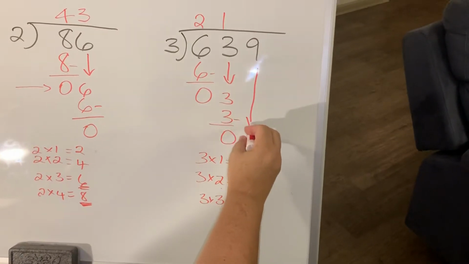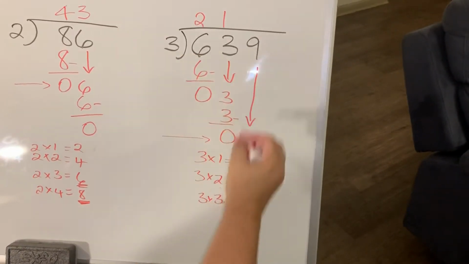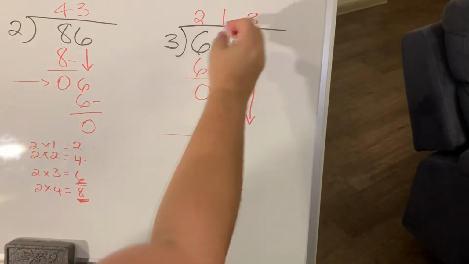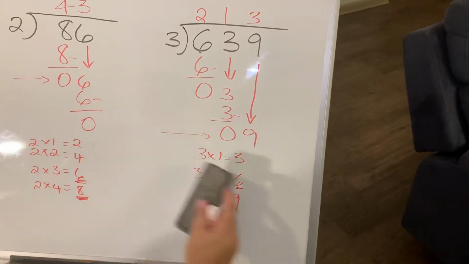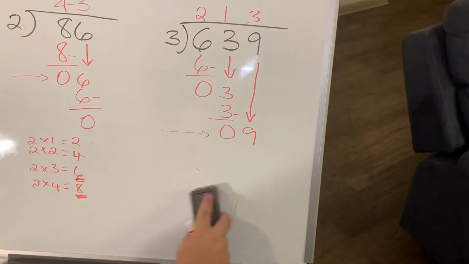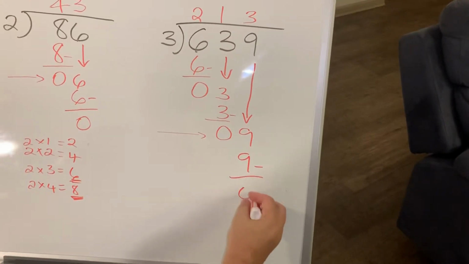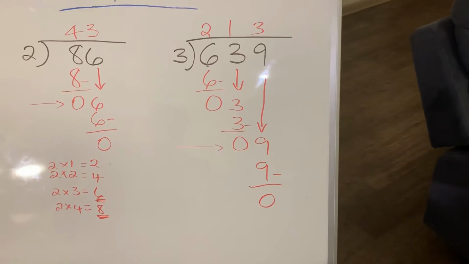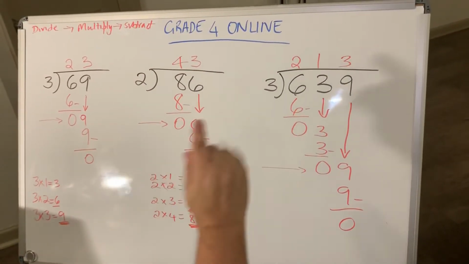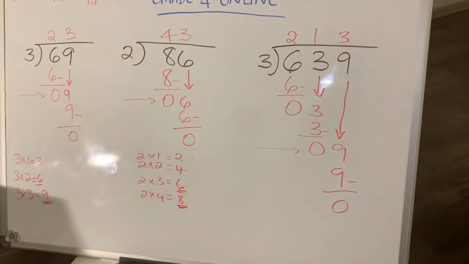Now we have to bring the 9 down to this level because this is the level we're working in. 3 into 9 goes 3 times. 3 times 3 is 9. Subtract it out, 0. So guys, it's the same step. We divide, multiply, subtract, but no matter, this number could have 10 digits. We would be able to do the division this way.